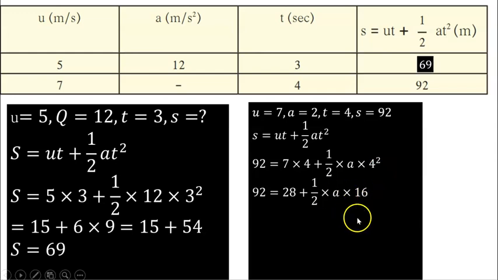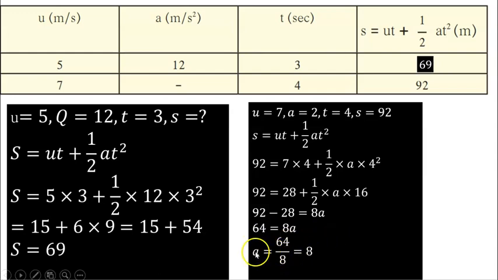Okay, then you will get 8a. That is 92 minus 28 is equals to 8a. The subtraction is 64 is equals to 8a, and hence a is equals to 64 upon 8. Simplify करायचे, then you will get a is equals to 8. This is the acceleration. Okay, and hence we have completed this table.